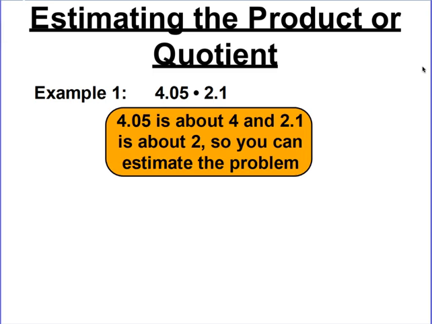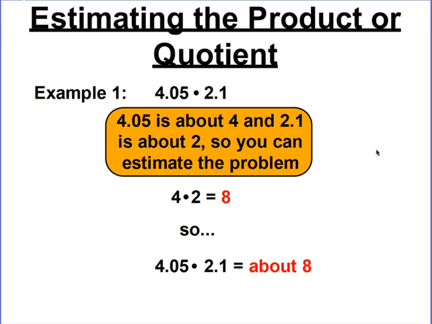So here, what we know is that 4 5/5 is about 4, because it's close to 4, and 2 1/10 is about 2, because it's close to 2. So we can use those two numbers, 4 and 2, to find the product of our estimate to see what our answer should be close to. Here, 4 times 2, I know you know your times tables, 4 times 2 is 8. So that means 4 5/5 times 2 1/10 is going to be about 8. It's going to be a little bit more than 8 because 4 5/5 is a little bit larger than 4, and 2 1/10 is a little bit larger than 2. So our answer can be a little bit above 8, but 8 is a good estimate.